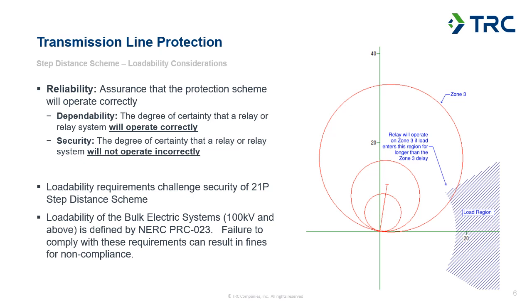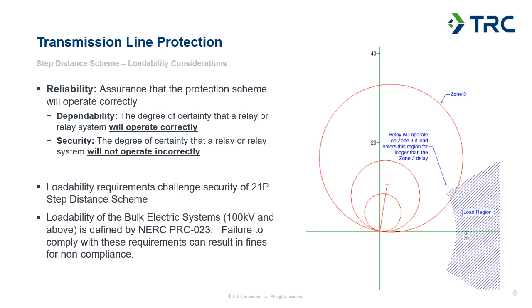Off to the right here, I've got that same Mho characteristic for the step distance scheme with the 3 zones, and then I've got a region that's shaded off to the right, which would be our load region. And as we discussed in the last class, your load is typically going to fall somewhere in the plus or minus 0.9 power factor range. So it's going to be mostly a resistive load region where we expect the load to fall.